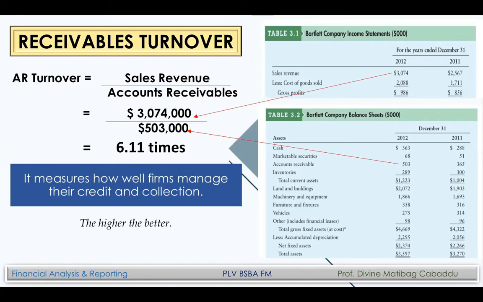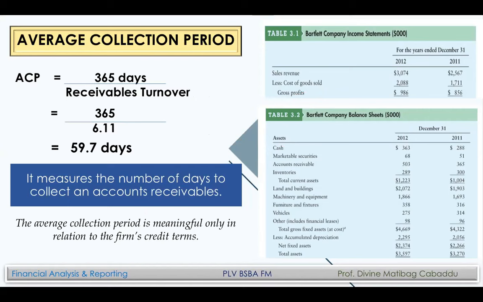Now, receivables turnover naman, we're talking about the speed of your company when it comes to collecting your receivables. Sales revenue under your income statement is 3,074,000 divided by the accounts receivables of 503,000, so 6.11. To better understand this, let's compute for the average collection period. You would like to know how many days does it take for your company to collect its debts or receivables. So 365 days divided by receivables turnover, na-compute natin kanina is 6.11 times. So 365 days divided by 6.11 times, it takes 59.7 days for a company to collect its receivables. The question is it good or is it bad?